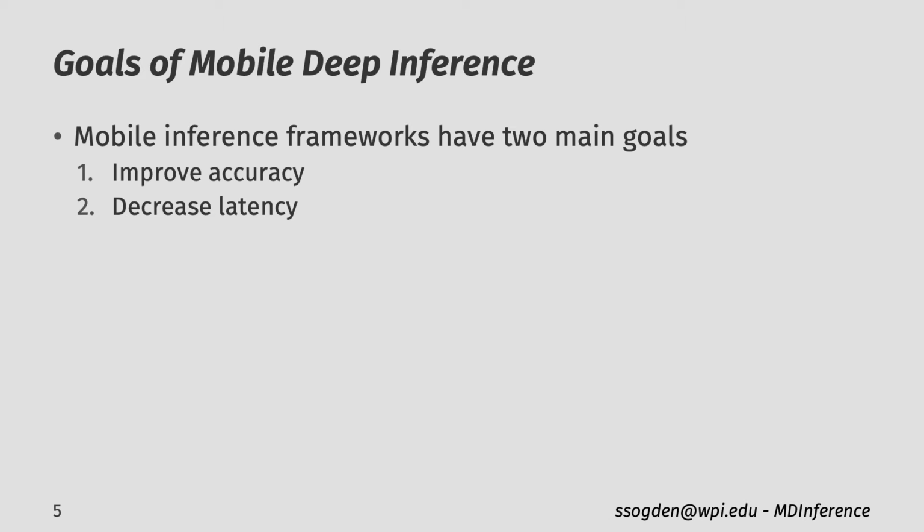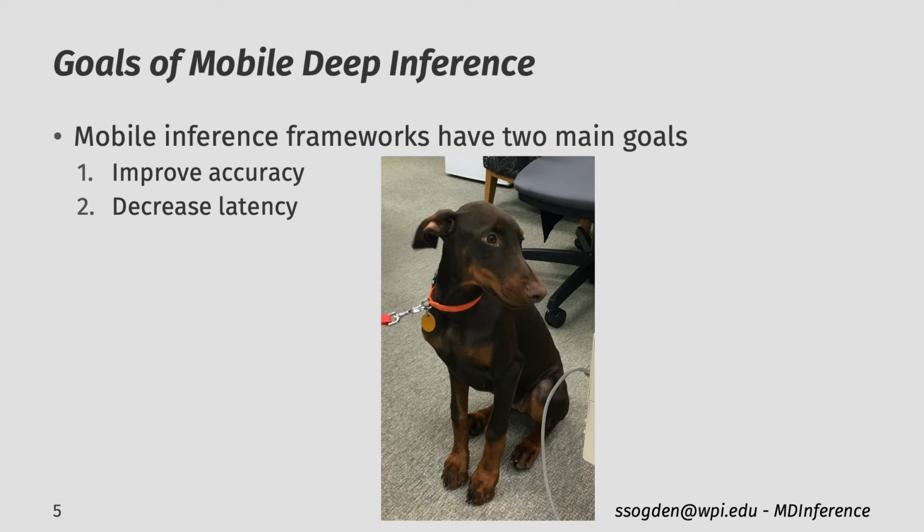Deep learning on mobile devices has two core goals. The first is to improve accuracy, and the second is to decrease latency. Accuracy is important because of the ability to determine that this picture shows a European Doberman. Latency is important because this information should be available to the user as soon as possible. Throughout this presentation, we typically use 250 milliseconds as a target for this latency.